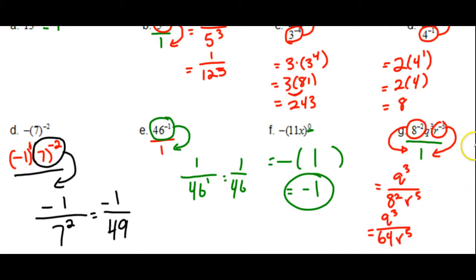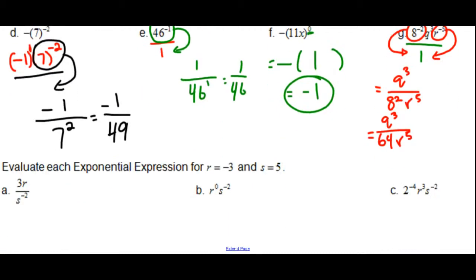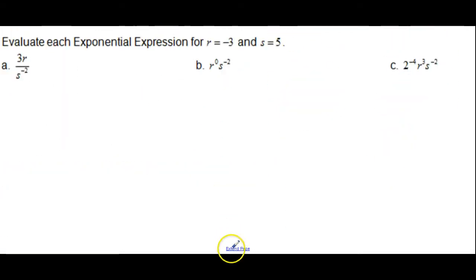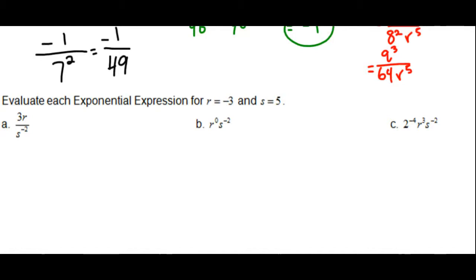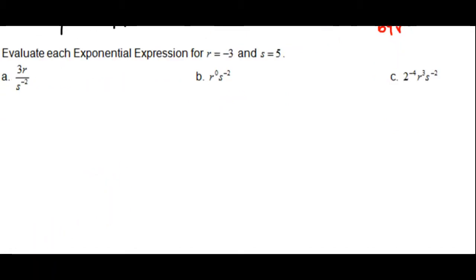Alright? Hopefully you guys are getting this. If not, press rewind or go back and look at those examples again. So these are a little bit harder. Alright? So here we're going to evaluate each exponential function for r equals negative 3 and s equals 5. So we're going to simplify this first and then plug in these values.